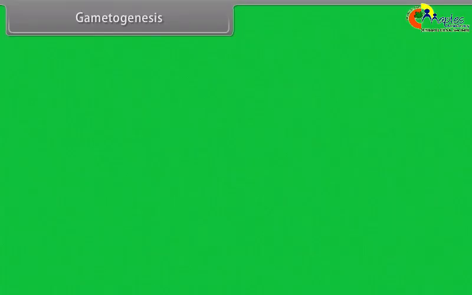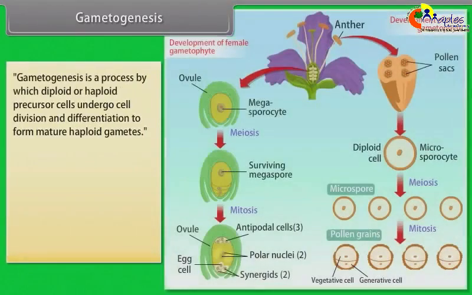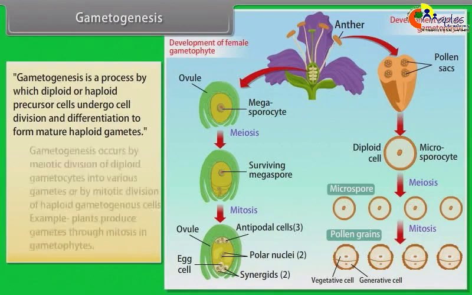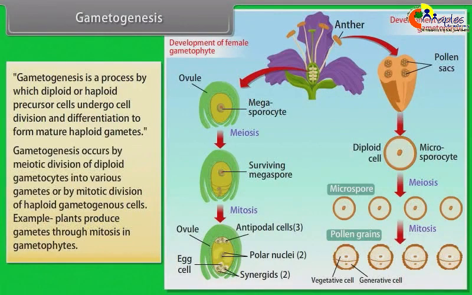Gametogenesis. Gametogenesis is a process by which diploid or haploid precursor cells undergo cell division and differentiation to form mature haploid gametes. Gametogenesis occurs by meiotic division of diploid gametocytes into various gametes or by mitotic division of haploid gametogenous cells.